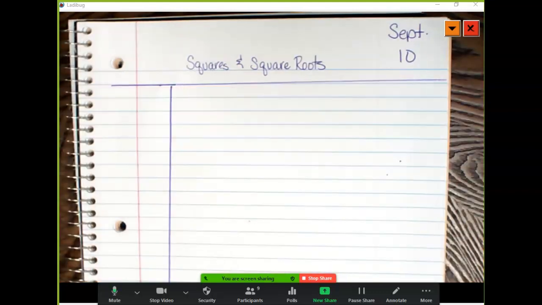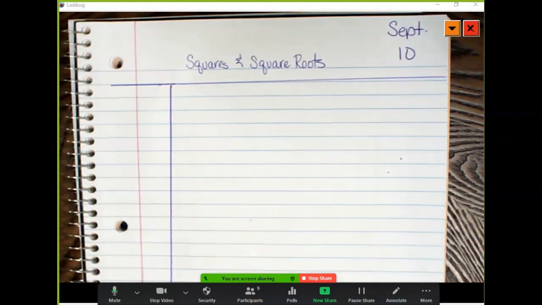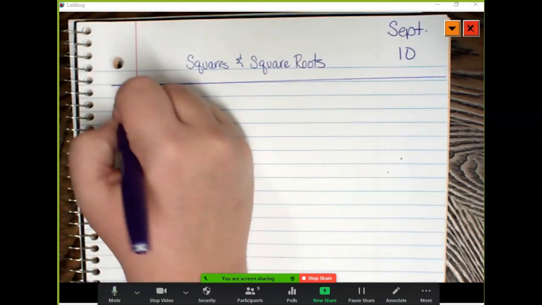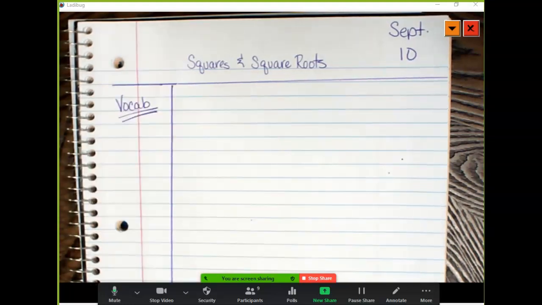Making a little T-chart. So we have the margin, and then this is where we put the notes. In the margin, we will put stuff like vocabulary, examples, kind of like little topic headers. Okay? So we're going to start out with vocabulary. Over to the side, I'm telling us that this is our vocabulary.